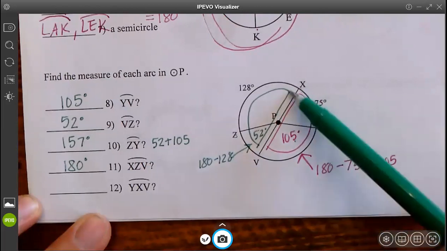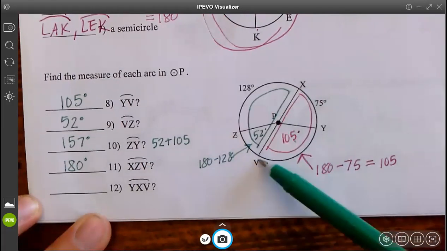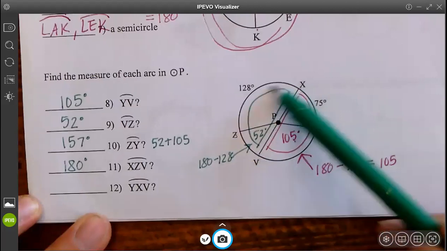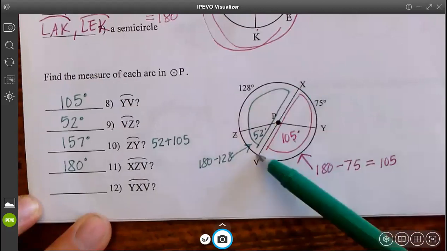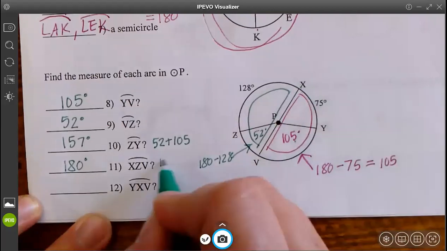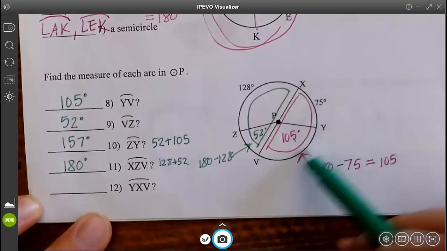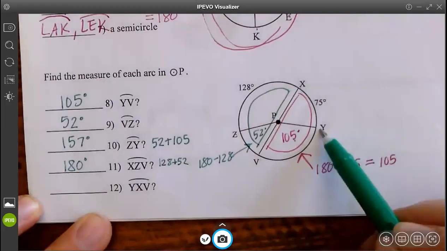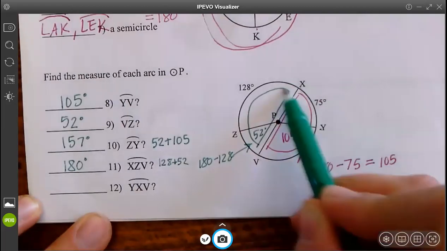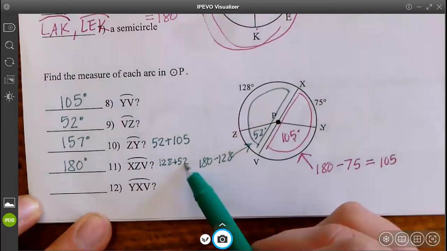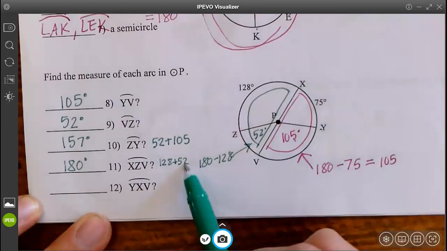Does that make sense? For X, Z, and V, I thought you do 128 plus 52 plus 105. Well, if you did that, you'd be going all the way around to Y. See how you stop right here? So you would just add 128 and 52, and that would be 180.